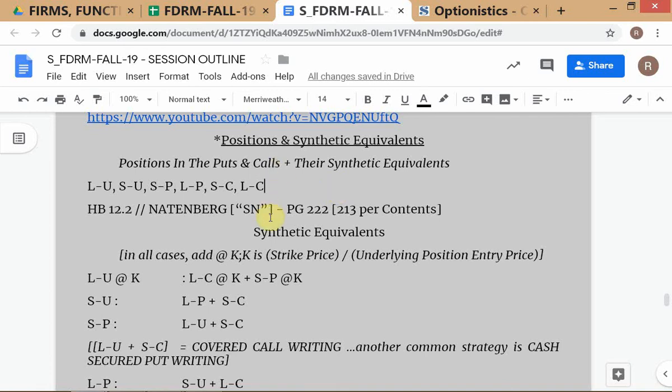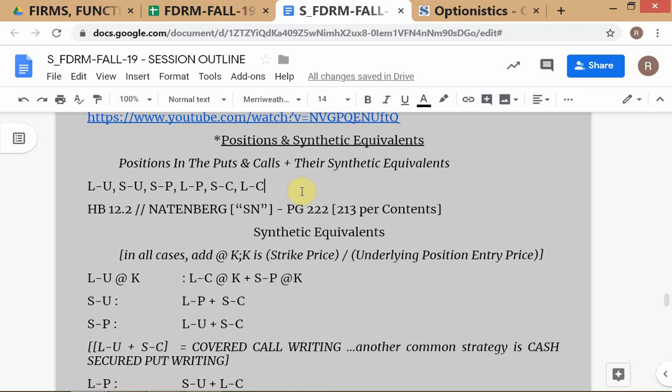So now we are talking about 6 positions: underlying asset, long underlying. This is the coding that I've used. Very simple, you understand. Long underlying, short put, long put, short call, long call. I'm not going to write it in full. You can figure it out. We are now going to look at synthetic equivalent.